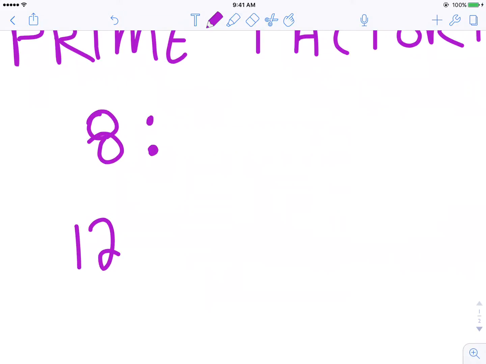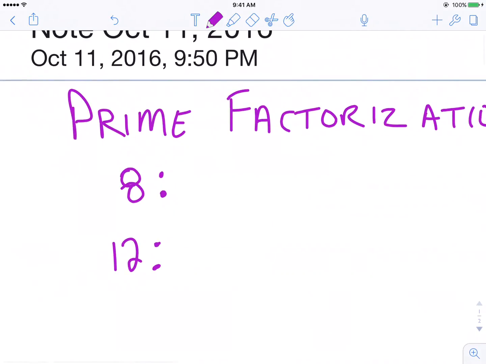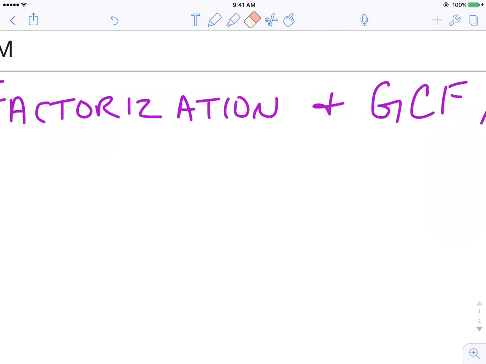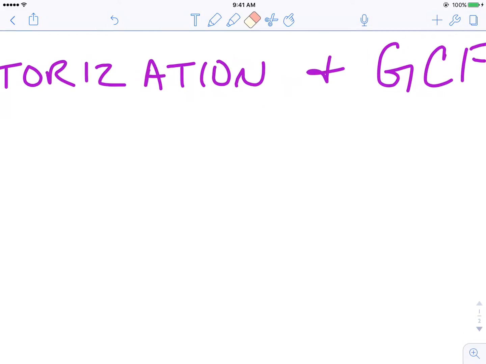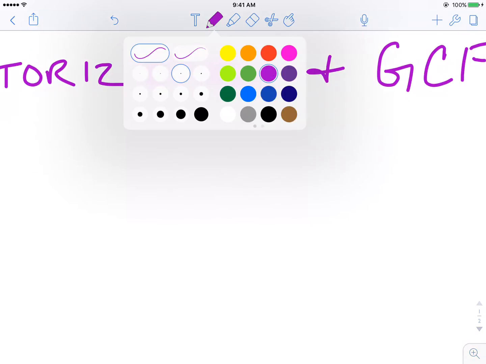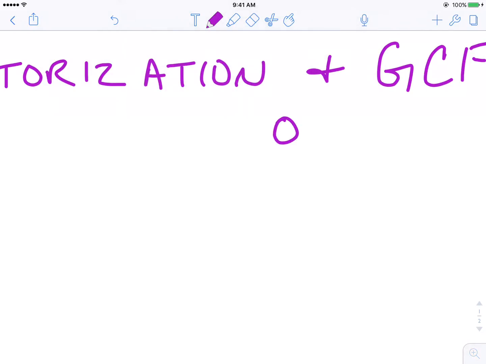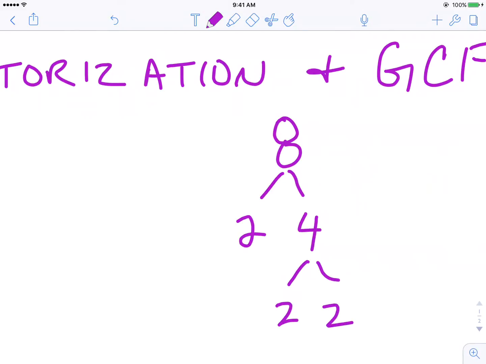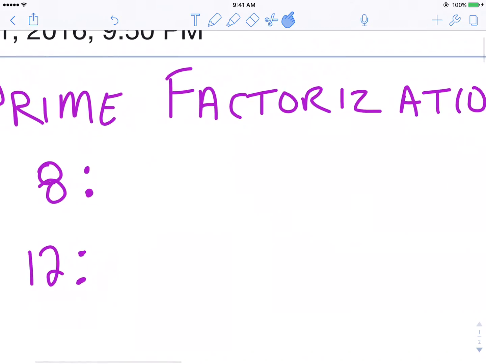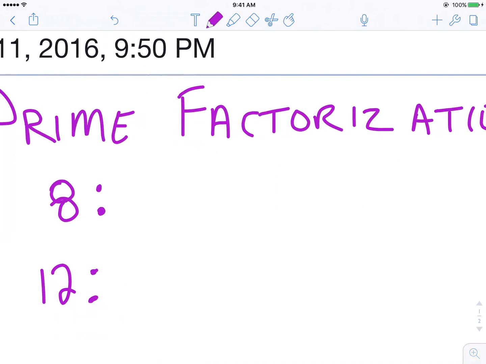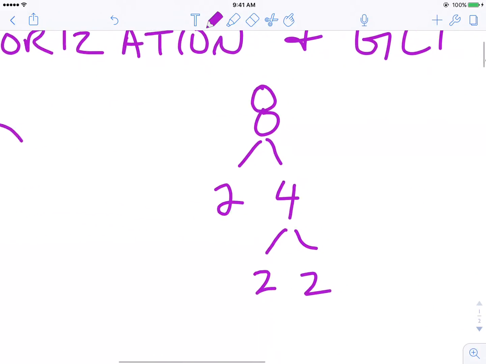So the first thing I need to do is take both of these numbers and find the prime factorization for them. So I take my number 8. I'm going to do it just off to the side here. I'm going to do my factor tree for number 8. Eight is 2 times 4. 4 is 2 times 2. So my prime factorization for 8 is 2 times 2 times 2.